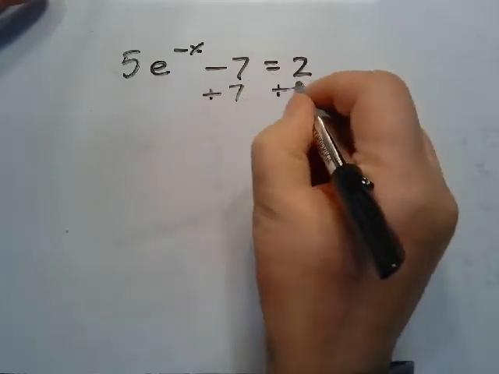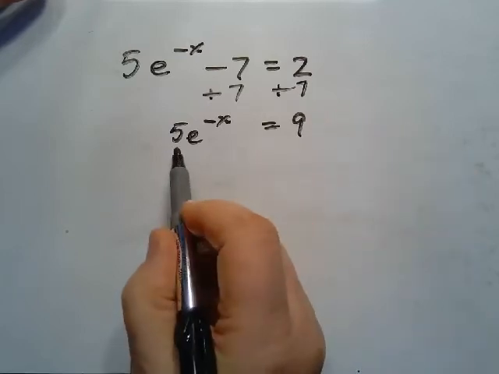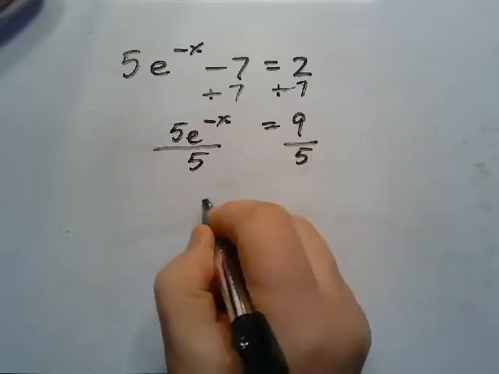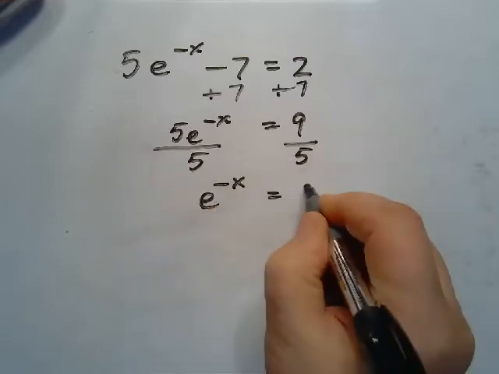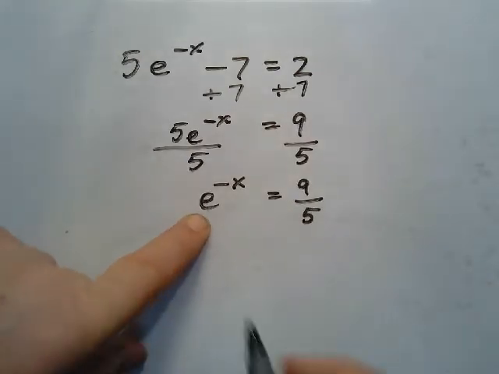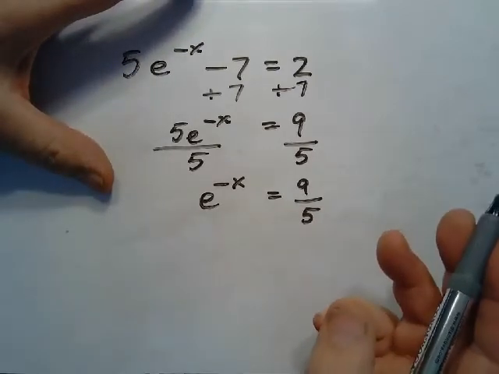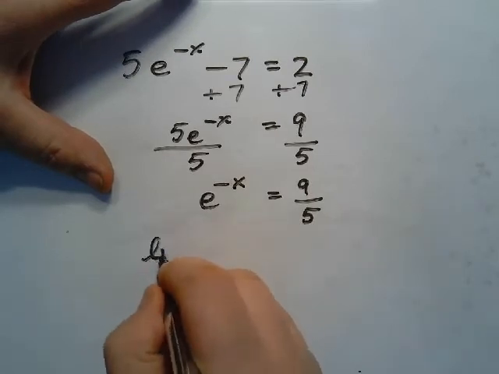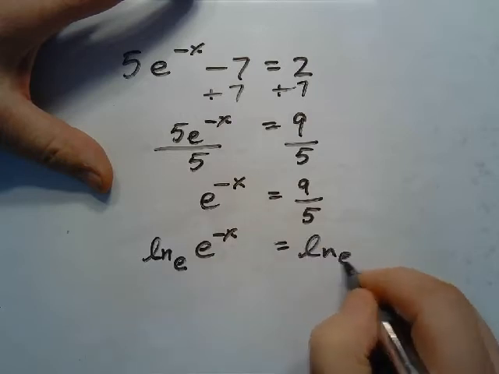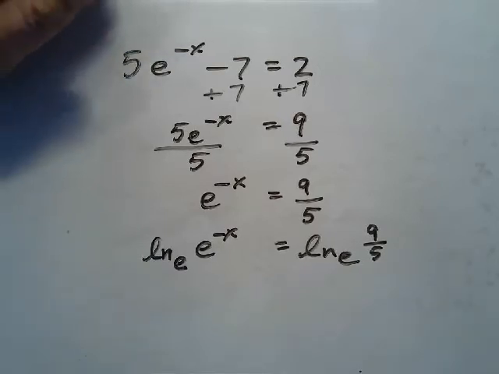So let's add 7 to both sides. Bring down the leftovers here. Now the last thing done to x was multiplying by 5, so we're going to divide both sides by 5. You'll notice we're slowly getting x alone. Now we're ready to undo this and get it down onto the line. So we're going to take the log of both sides, and I could use any base if I wanted to, but it's easier if I just take the natural log base e of both sides, natural log base e of 9/5.